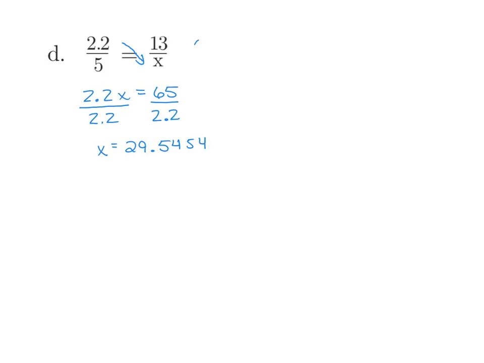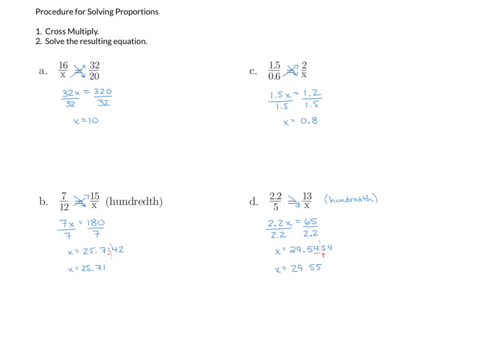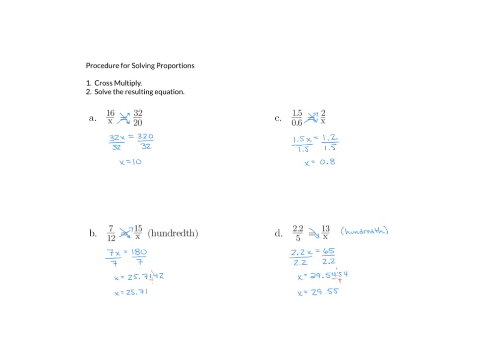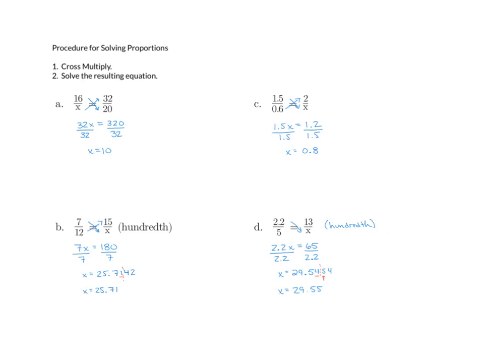Let's go ahead and round this to the nearest hundredth. So what digit is in the hundredths place? We have the 4. The 5 tells me to round up, and so we get x equals 29.55. And that takes care of solving proportions.